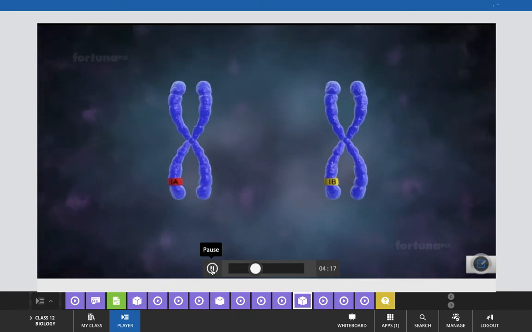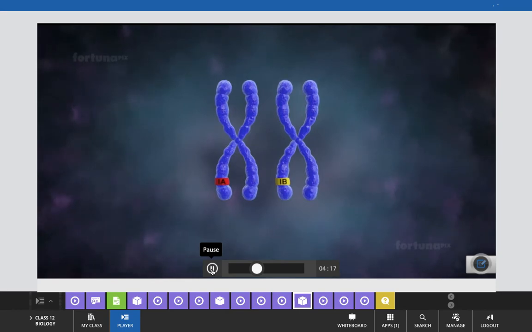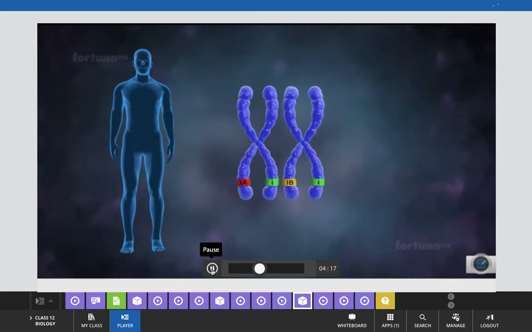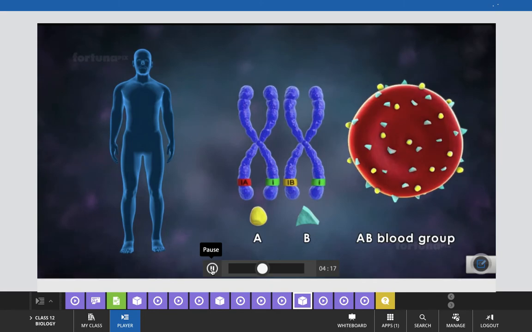During inheritance, the two dominant alleles will not blend, but will instead be expressed in the phenotype as two different traits. An individual with IA-IB will produce both A and B antigens and will therefore possess AB blood group.